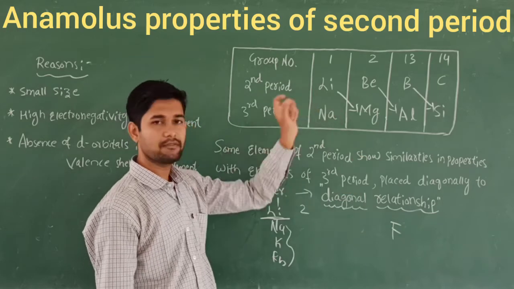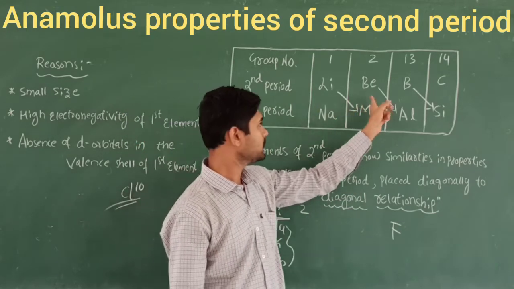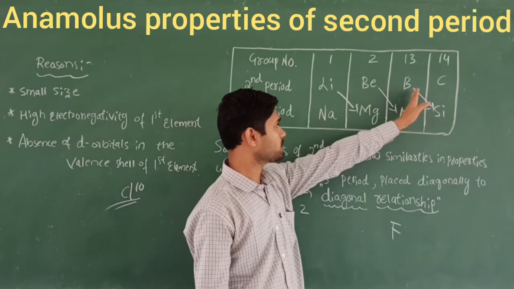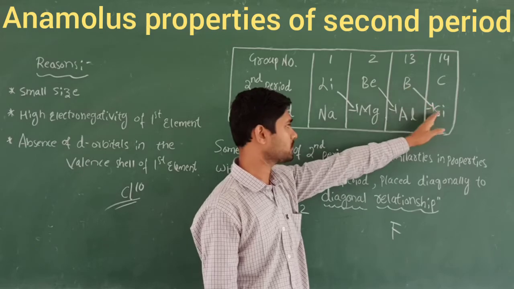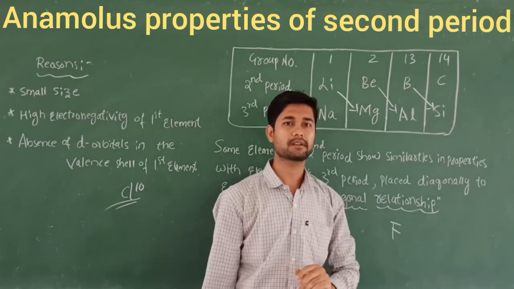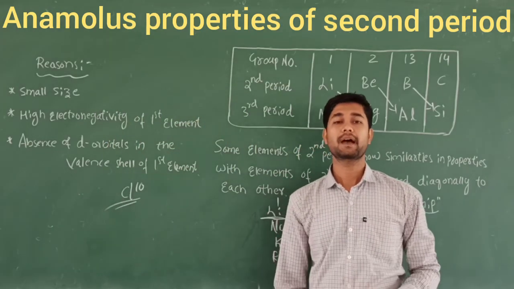Lithium maintains a diagonal relationship with magnesium. Similarly, beryllium maintains a diagonal relationship with aluminum, and for the last one, boron is similar to silicon. Like this it will continue, with groups 13 to 17 coming here. So this is called the anomalous properties of the second period elements.